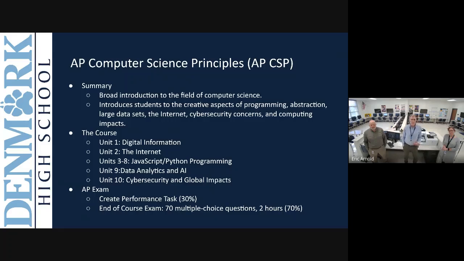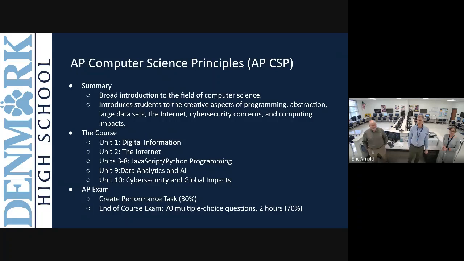Unit 9, we get into data analytics and a little bit into artificial intelligence, just some of the concepts. Unit 10 is cybersecurity and global impacts, which is how computers, the limitations of computers and how they affect society.